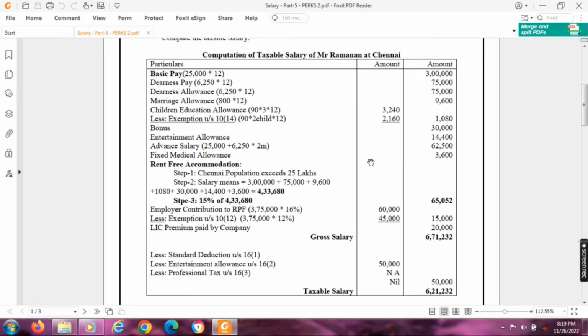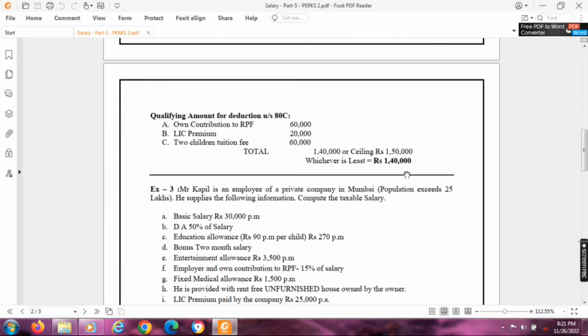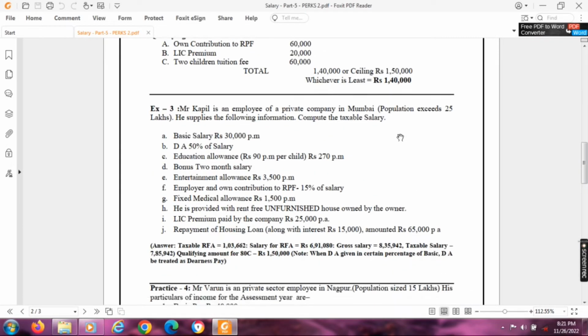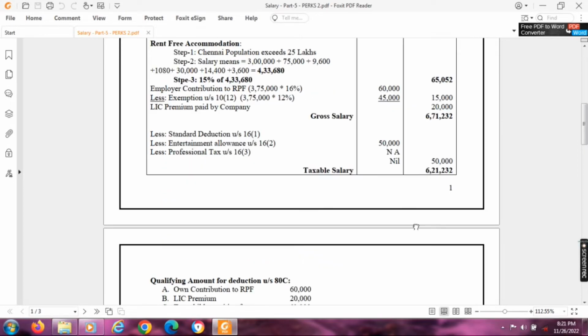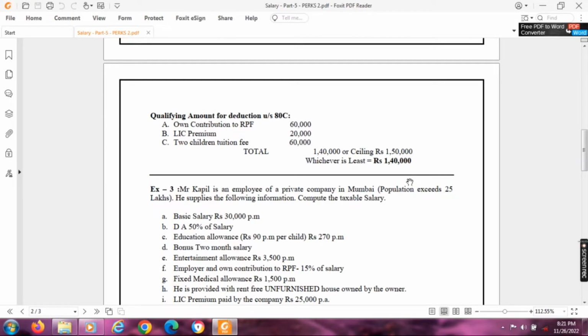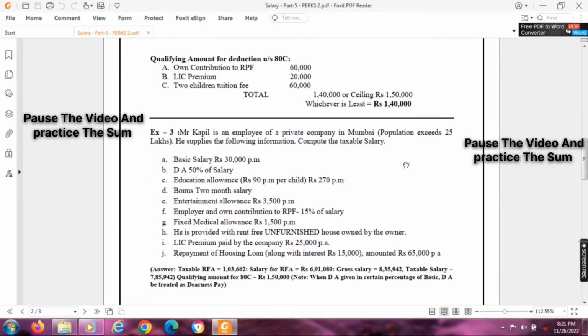Here we also have to furnish the qualifying amount for deduction under section 80C. In this, only three amounts count: number one, own contribution to RPF 16%; number two, LIC premium; number three, children's tuition fee only for two children. So total 1,40,000 or the ceiling 1,50,000, whichever is less, rupees 1,40,000 is the qualifying amount for 80C. In the same pattern, listeners can practice this exercise 3 and check the answers properly.